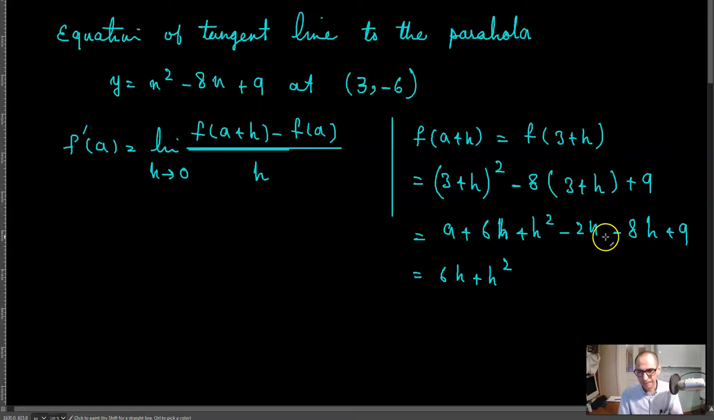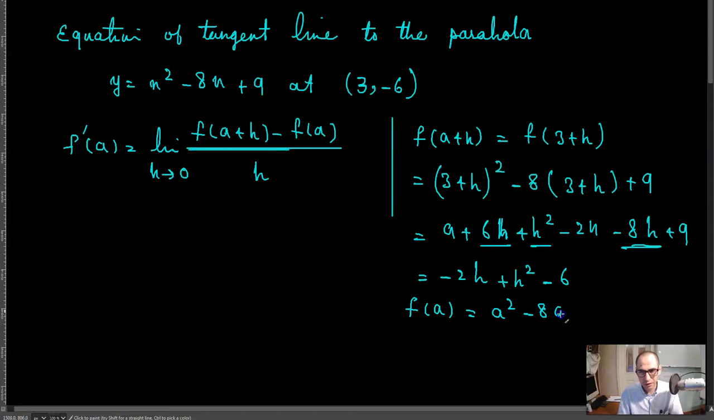And over here you also have 6h minus 8h, which is negative 2h, and plus h squared. And then 9 plus 9 is equal to 18, and 24 minus 18 is equal to negative 6. That's f of a plus h. And your f of a would be equal to, for example, a squared minus 8 times a plus 9, right?